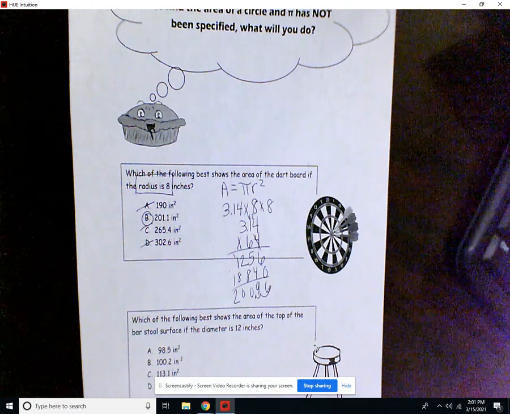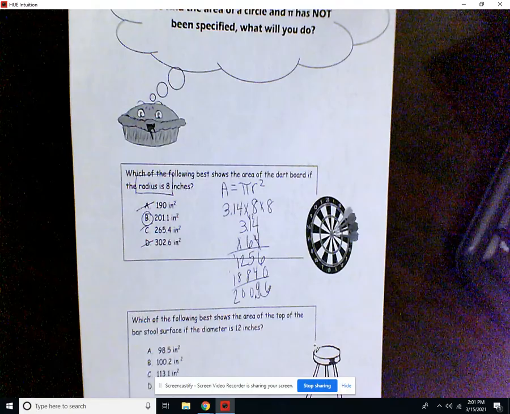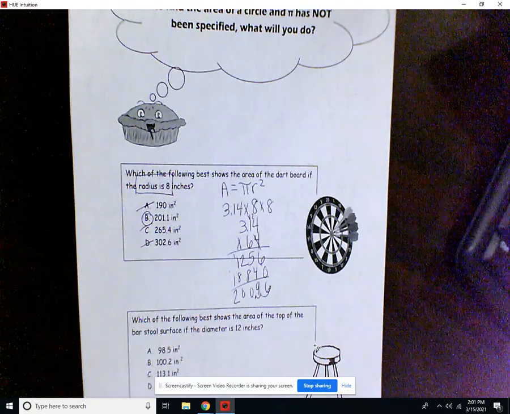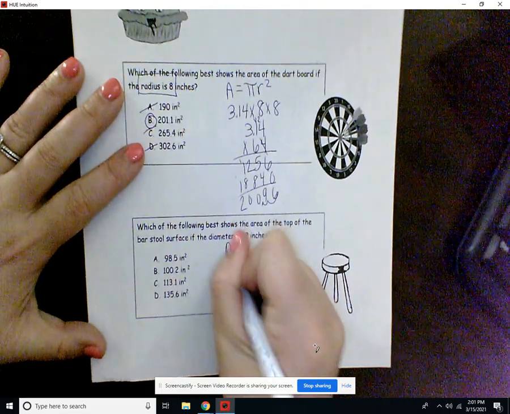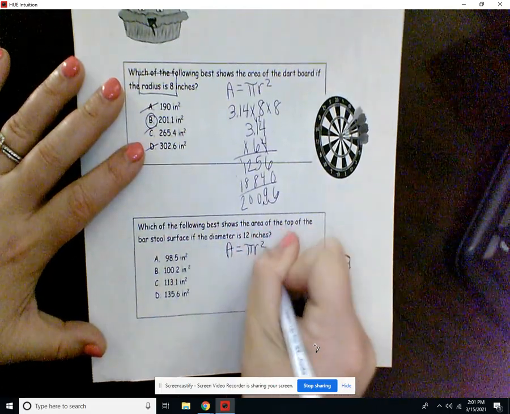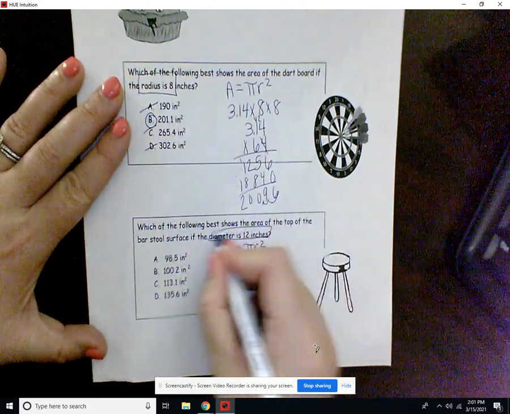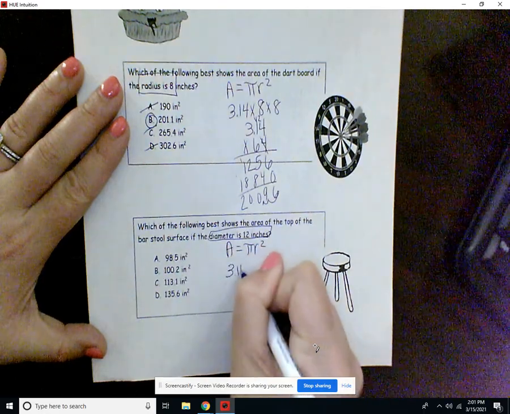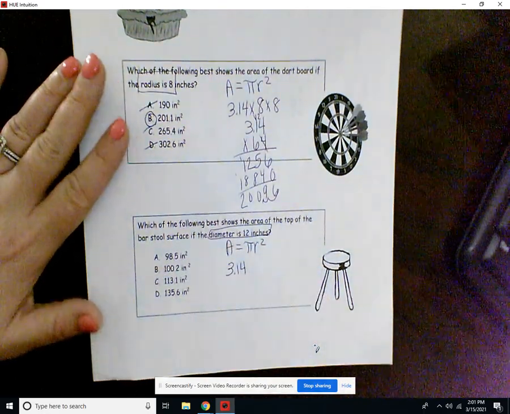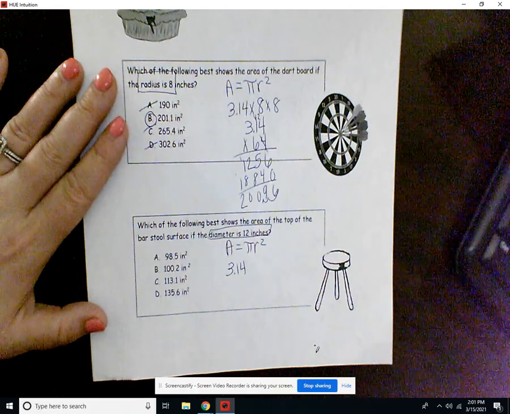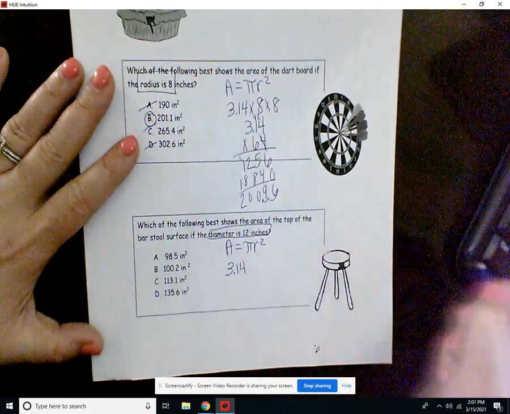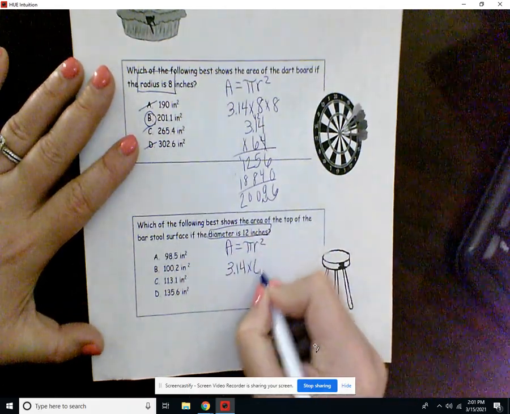All right, which of the following best shows the area of the top of the bar stool if the diameter is 12 inches? Okay, so again, we'll start off with our formula. A equals pi r squared. It does say diameter, so we do need to cut that in half. Again, they don't give you pi. We use 3.14. So if my diameter is 12, half of 12 is 6.